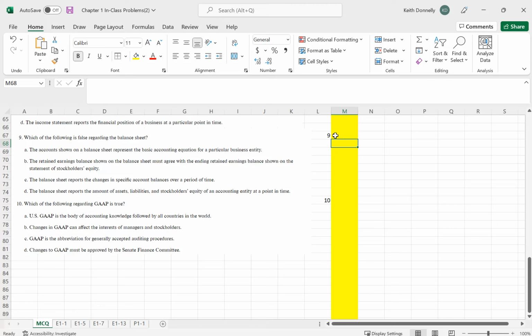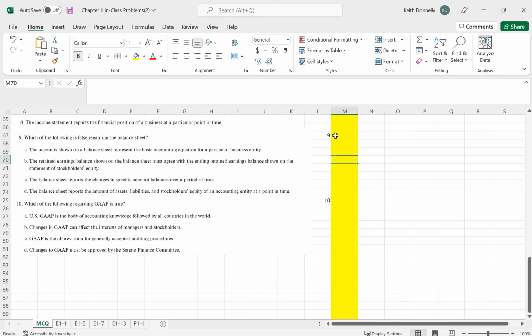And so if that's the case, the other 3 must be true, right? The first one says the balance sheet shows the accounting equation. That's true. Assets equal liabilities plus stockholders' equity. The next one says retained earnings on the balance sheet agrees with or matches ending retained earnings on the statement of owner's equity. That's true. We'll talk about that, the interrelationship of the financial statements. And D here is basically defining the balance sheet, right? It has assets, liabilities, and stockholders' equity at a point in time.